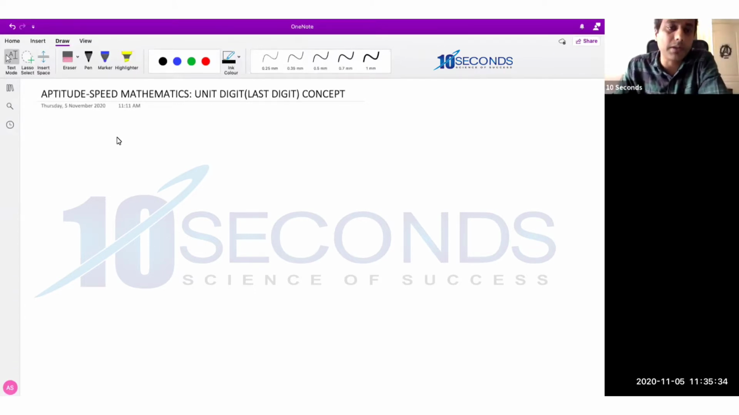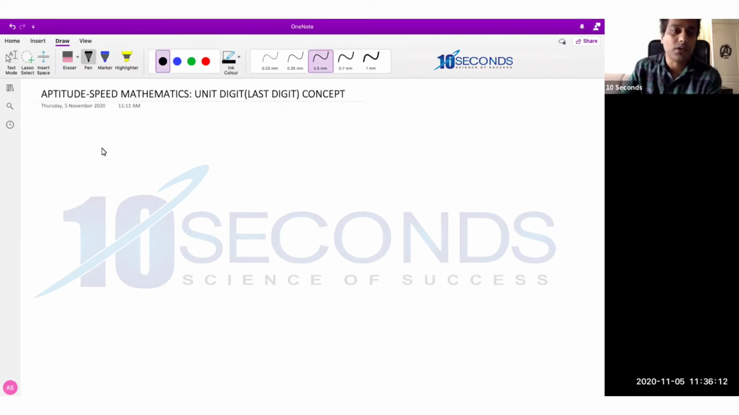New session on speed mathematics. It comes under aptitude. Today we'll focus on the unit digit concept, that is, finding the last digit of the answer. It can be the last digit of the product, or the last digit of the sum. Not only multiplying a few numbers, but multiplying 50 times, 100 times, or 500 times, what is the last digit of the product or the last digit of the sum? This comes under the unit digit concept, or last digit concept.